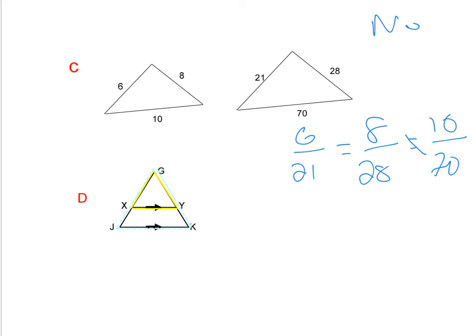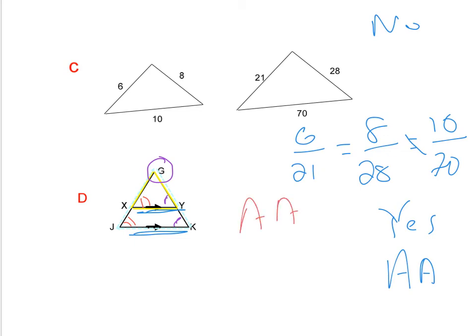In the second one, we should have found yes, and we can do that by AA. If these two lines are parallel right here, I now know that this angle is congruent to this angle by corresponding angles. I also know that this angle is equal to itself, so we have two angles in those two triangles that are similar. Just for bonus sake, I also know that this angle is congruent to this angle because those are also corresponding angles. So I could have found that those triangles are similar by AA, or if I wanted to, all three angles, AAA.